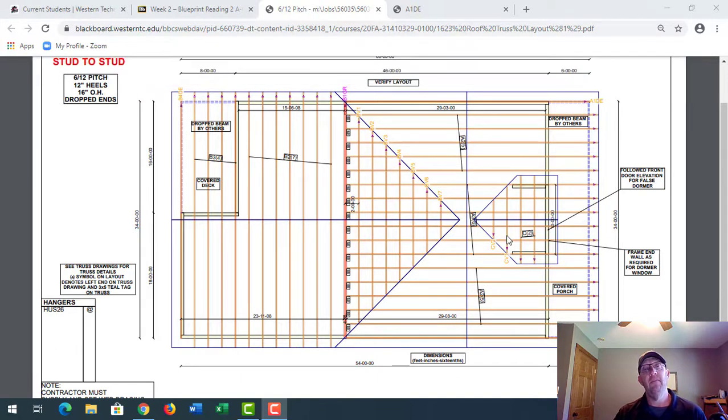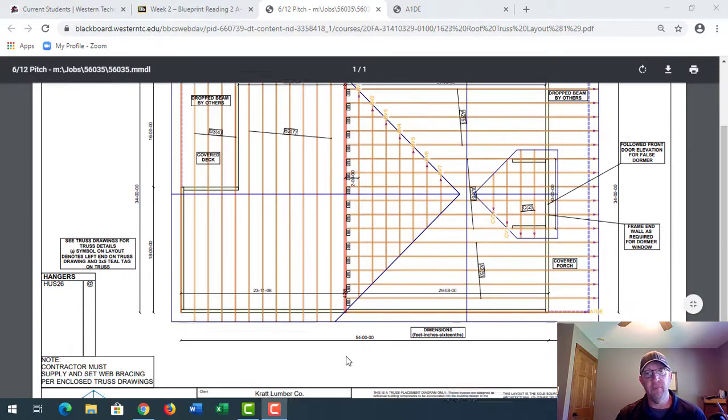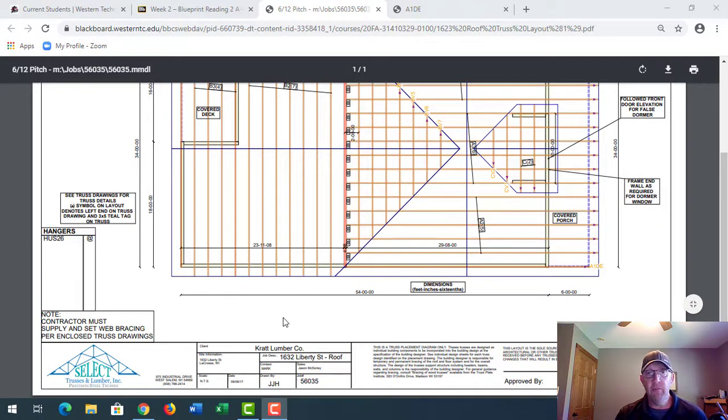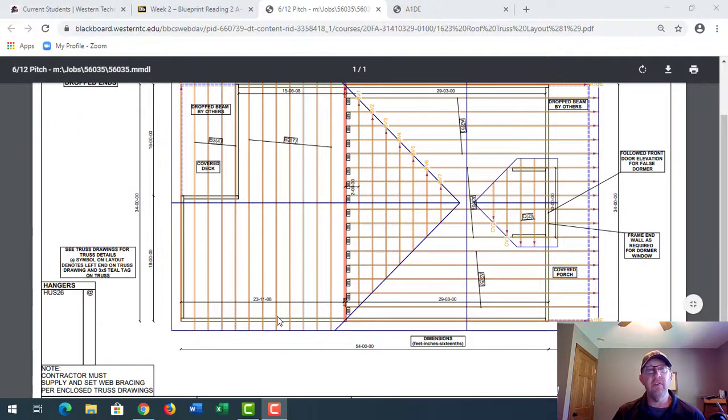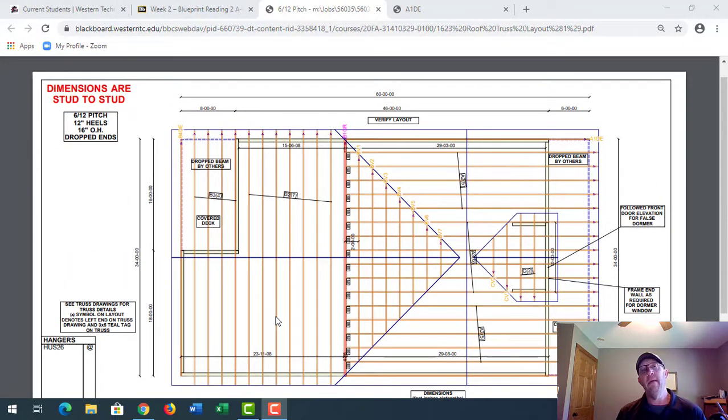Again, you're going to see that in the week 2 folder. So we're going to use this as an example. What I have loaded right now is the actual truss plan. When you get these truss plans, this is going to show you where on the house all of the trusses are going to be placed. It's going to tell you what type of trusses they are. It's going to list them. If there's any other information on here, roof pitch, heel height, and any hangers or anything like that.